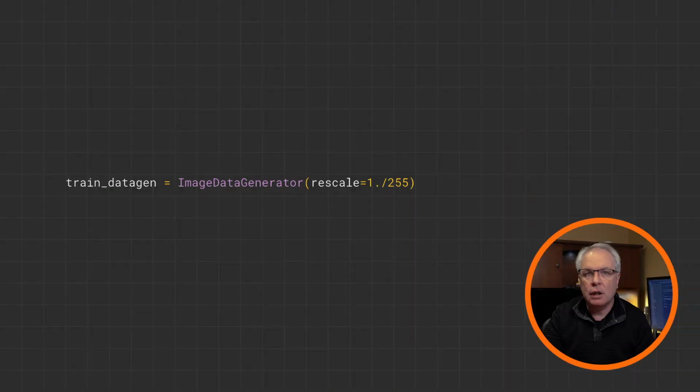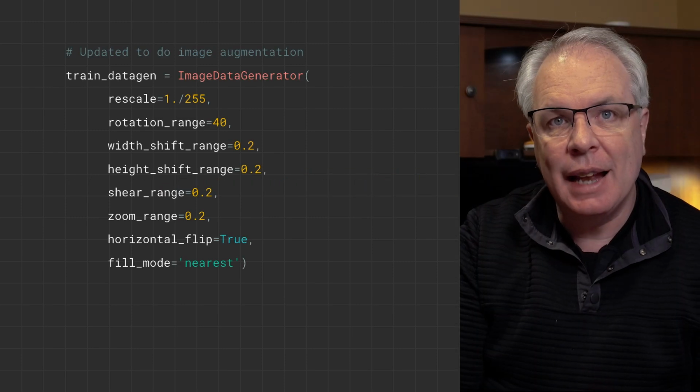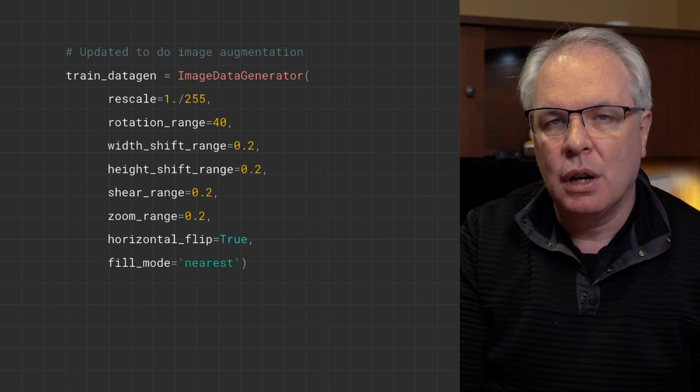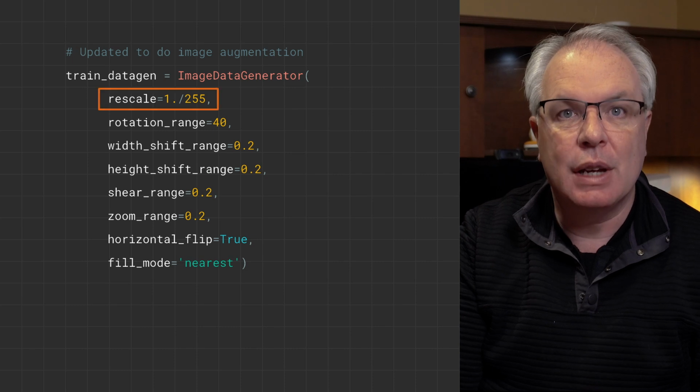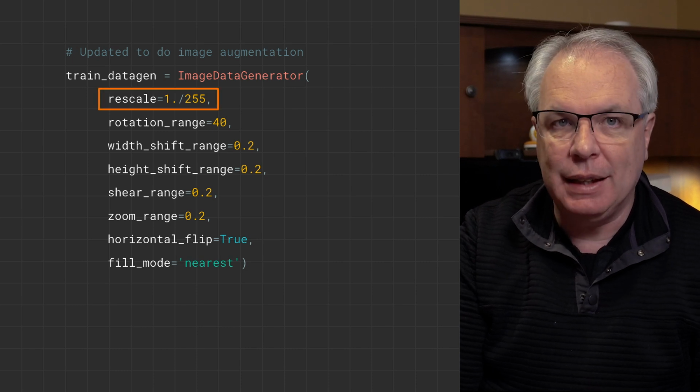To get started, you can use the image data generator. You've already seen this for image manipulation with the rescaling that you've been doing to normalize the image. And it supports more parameters, so let's explore some examples. So here's an extended image data generator constructor, where I've added a bunch more parameters as well as the rescale one that you've already seen.